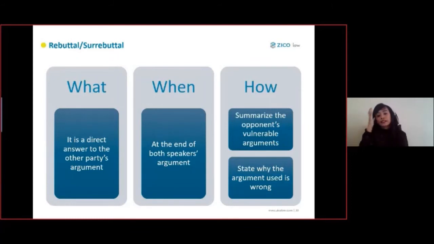Okay, what is rebuttal? Rebuttal is basically the last argument and it's a direct answer to the other party's argument. So when is it done? It's usually done at the end of every submission. And how should you do it? You should summarize the most vulnerable arguments made by the opponent and state why the argument used is wrong. Next.